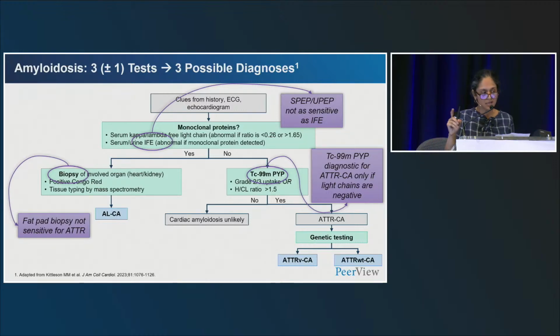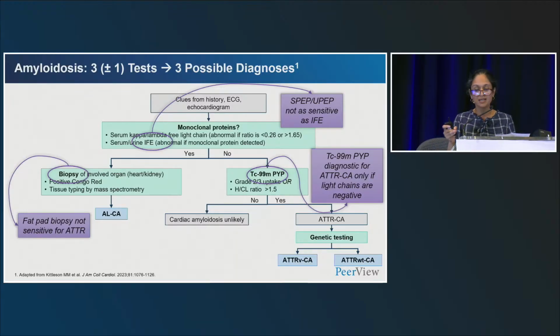Some subtleties to this diagnostic algorithm. Now, when I was in medical school, half of what I learned was just word association. And I remember one of my word associations was SPEP amyloid, SPEP amyloid. Actually, SPEP is not sensitive enough. You must order immunofixation electrophoresis. If you truly want to exclude a light chain, you must order immunofixation electrophoresis as part of your monoclonal screen.